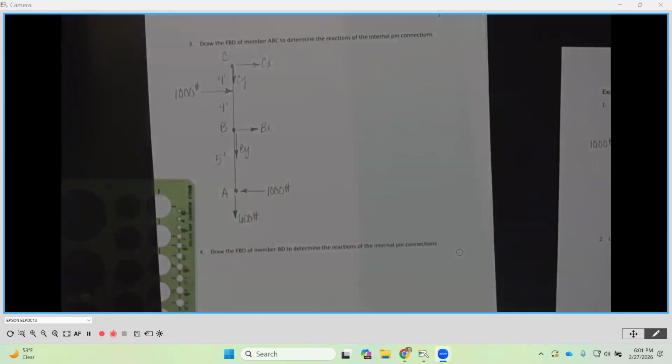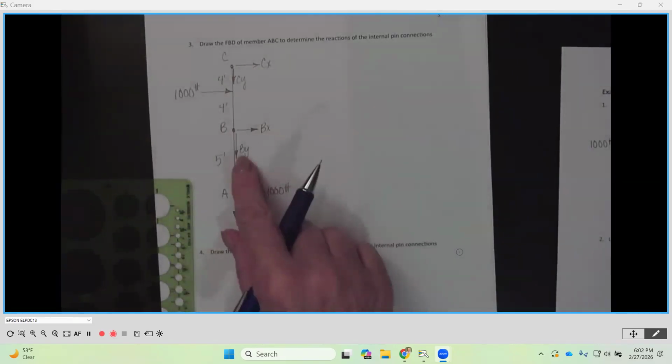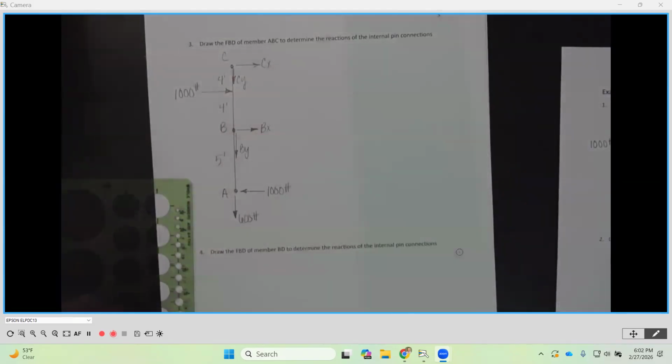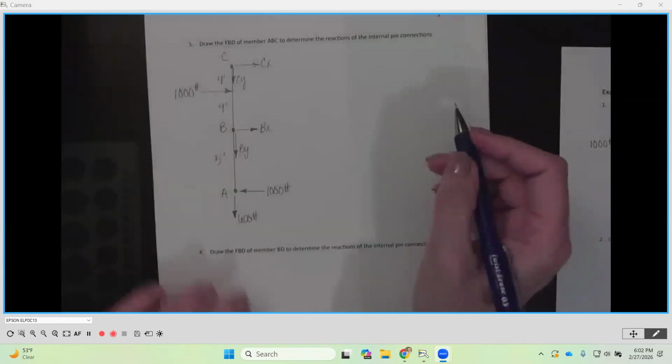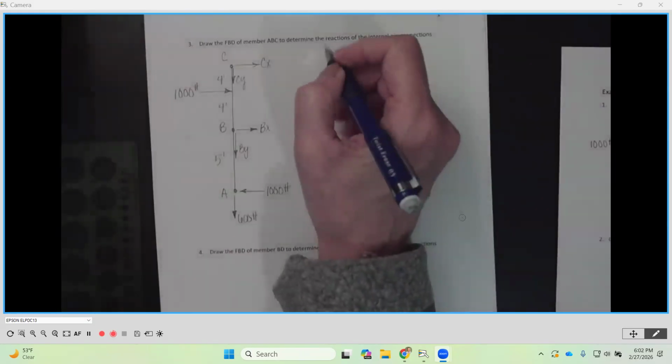So now those are all the forces on this member. We've got the reactions at the support, the applied load, and the internal pin reactions. Now we have four unknowns: By, Bx, Cy, and Cx. So we want to see, can we solve for any of those? We're going to use our equations of equilibrium to see how far we can get. Any ideas what we want to start with? We've got our three equations of equilibrium. Which one do we want to start with first? Start with the x. Okay, yes, let's do that.